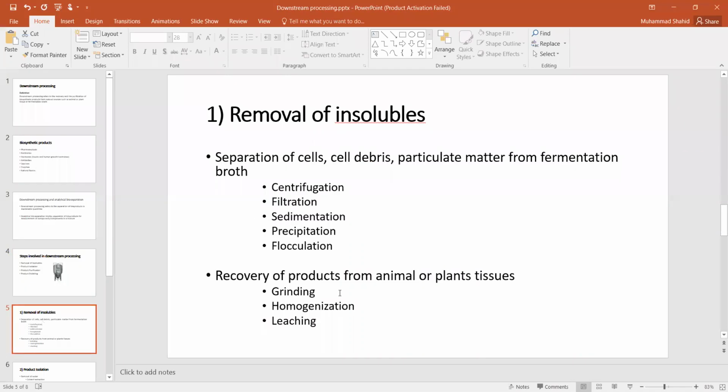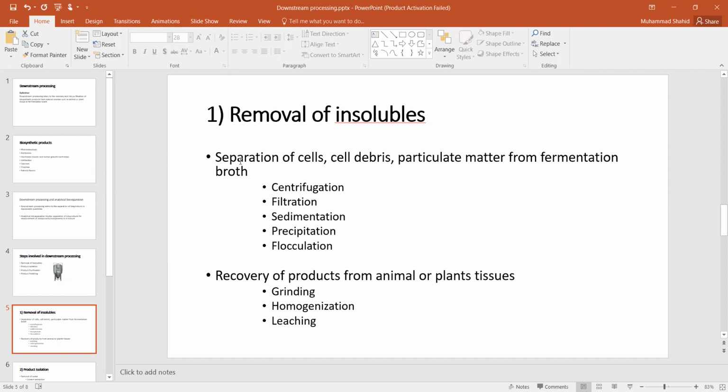So the first step of downstream processing is called removal of insolubles. What is removal of insolubles? It is the separation of cells, cell debris, or particulate matter from the fermentation broth. So removal of insolubles is actually composed of two parts. One, when we remove these insolubles from the artificial media or fermentation broth, and second, when we remove these insolubles from the homogenized mixture of animal and plant tissues.